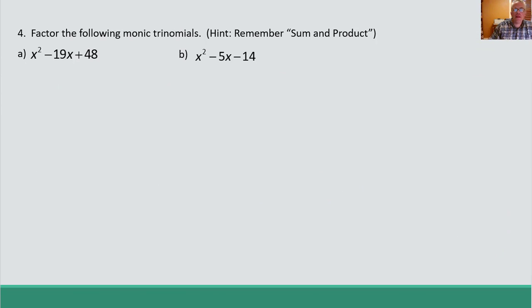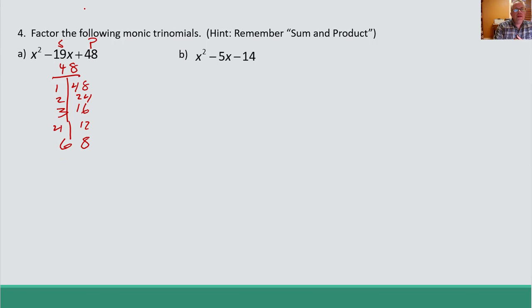Let's try this one. Our last two examples. So we need two numbers that add to negative 19 and multiply to 48. All right, this is the hard part of factoring. So let me see. I'm going to make a table for 48. So 1 and 48, 2 and 24, 3 and 16, 4 and 12. This has a lot of factors. 6 and 8.